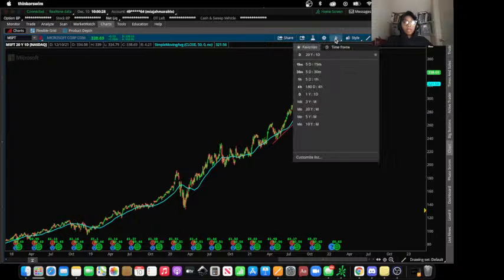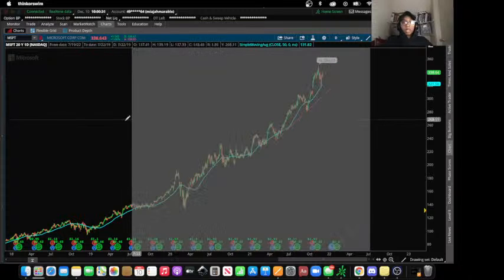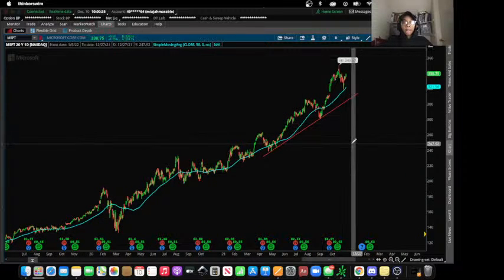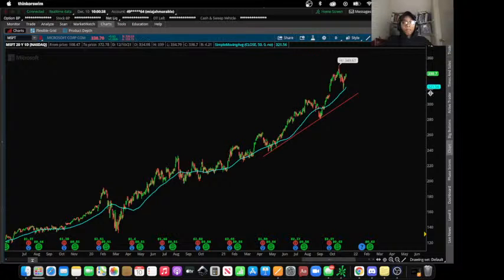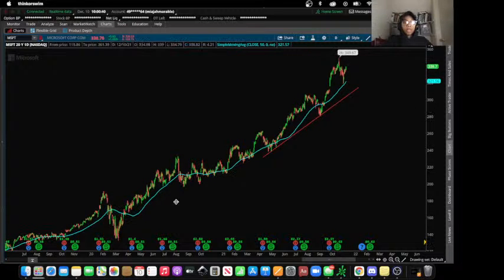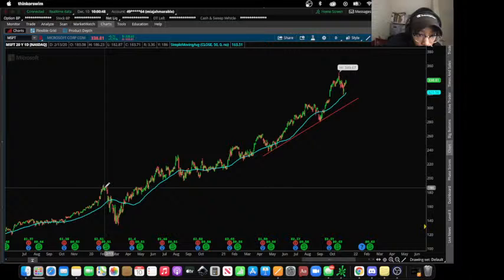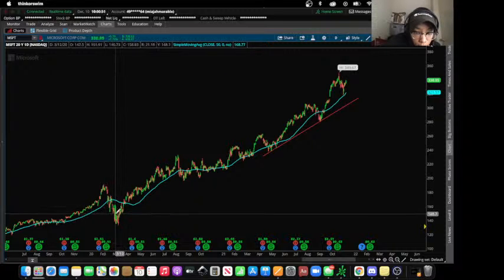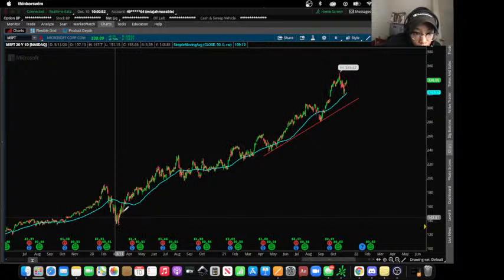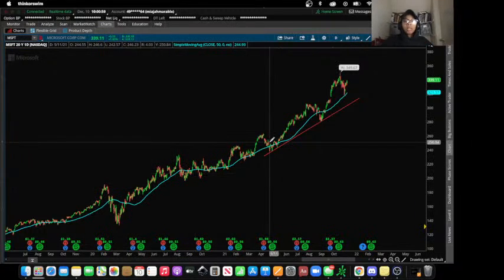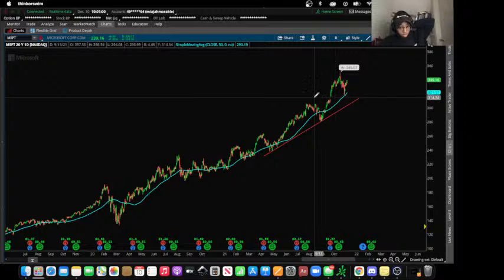I'm sorry guys, this is really extremely slow. I hope the lag isn't too bad. Yeah, see, this was the crash of 2020 right here. See how it came down here, but then look at the recovery rate. Look how it recovered. And still consistent uptrend. That's what you want to see.